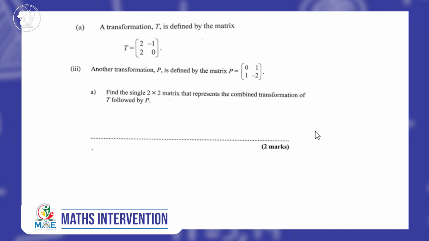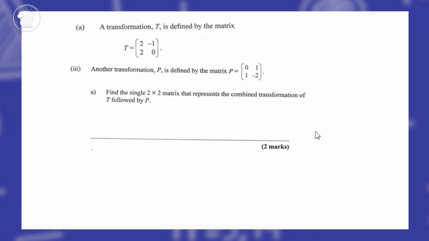In this video we will be looking at some matrices questions, so let's head straight into this question. It says, a transformation T is defined by the matrix 2, -1, 2, 0. Another transformation P is defined by the matrix P equal to 0, 1, 1, -2. They want us to find a single 2 by 2 matrix that represents the combined transformation of T followed by P. So this piece of statement here is very important.